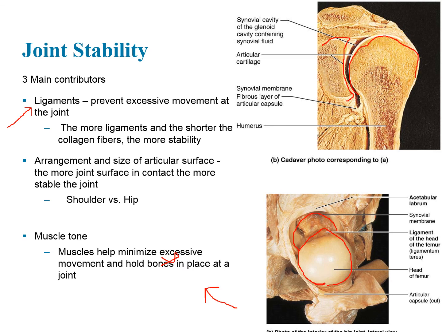The third thing that helps to stabilize your synovial joints is muscle tone. Muscles help to minimize excessive movement and hold bones in place at a particular joint. For your shoulder, you have rotator cuff muscles that help keep the humerus in the glenoid cavity. When you have loss of muscle tone due to age or immobilization, or maybe there's an injury in which the rotator cuff muscles have been torn and are thus weaker, the shoulder becomes much more prone to dislocation as a result.